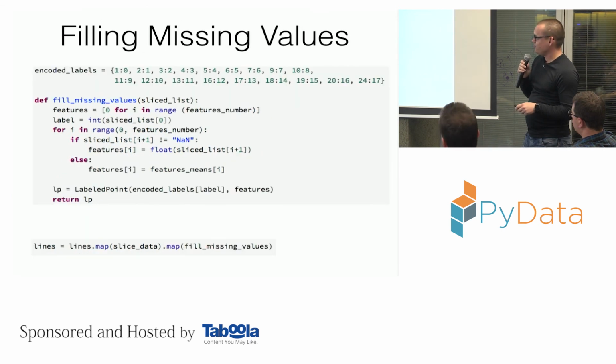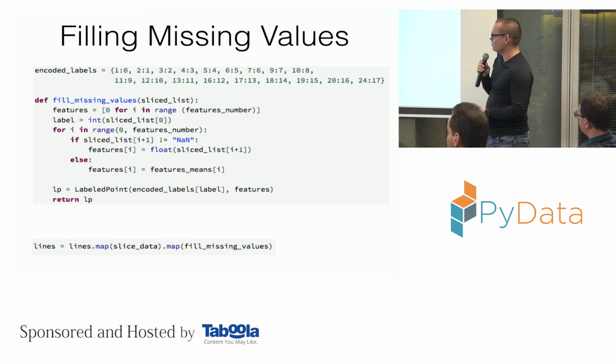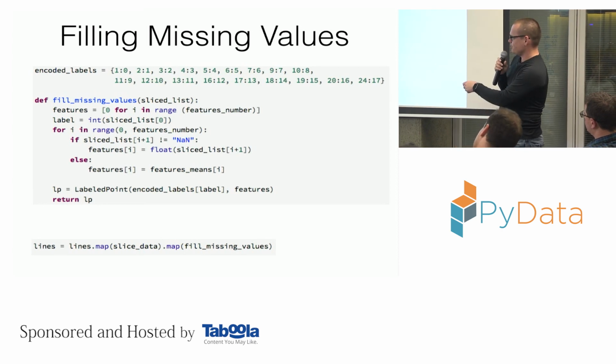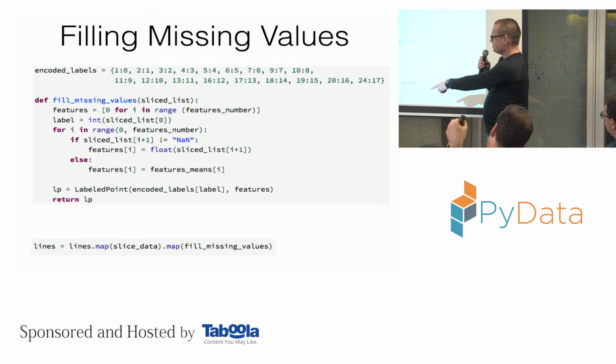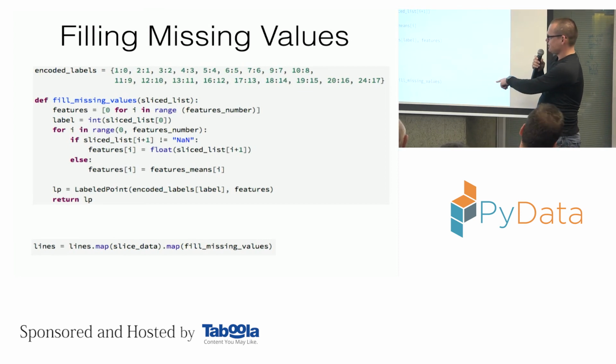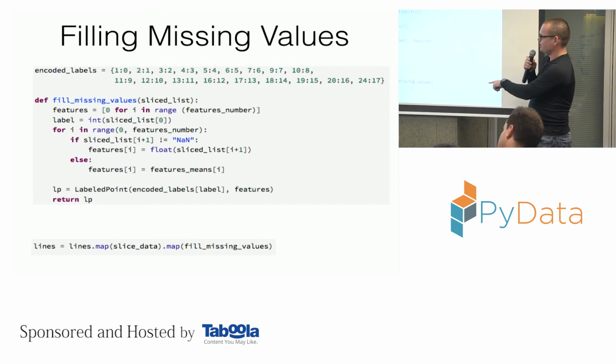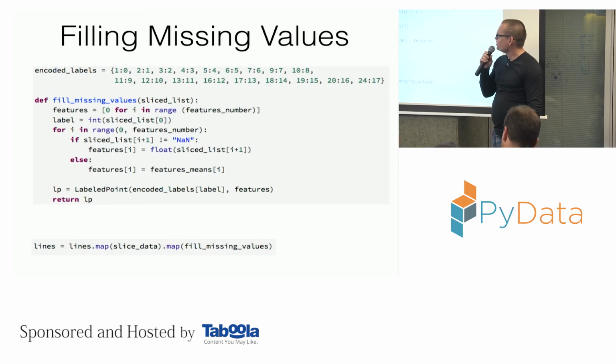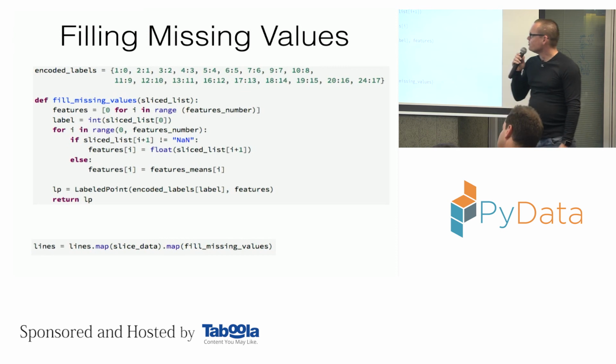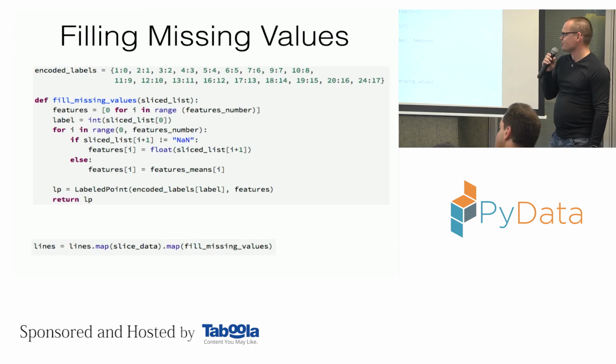Okay, next we want to fill the missing values. So we continue with our computation graph construction. We do lines, slice data, and then again, one more list map processing with fill missing values. We go over each value inside each line, and if there is a none, we just assign it with the correct feature min.